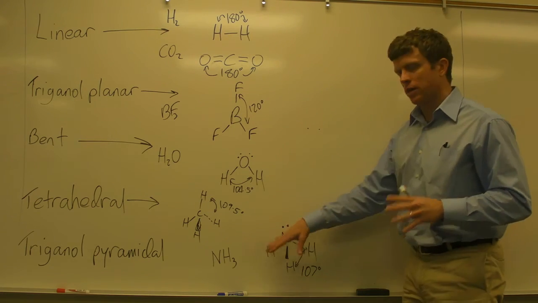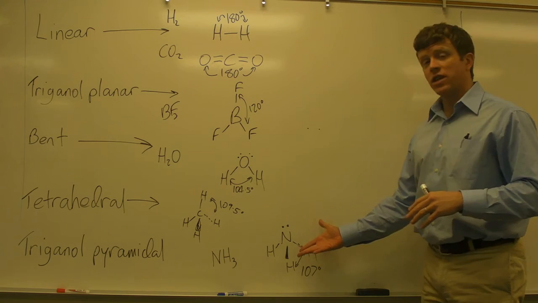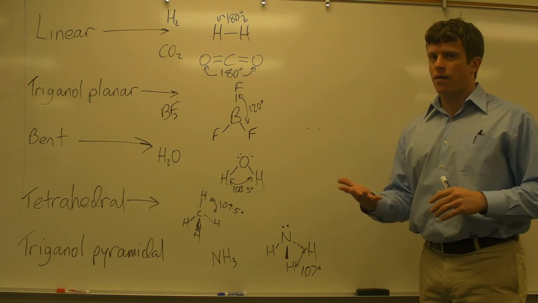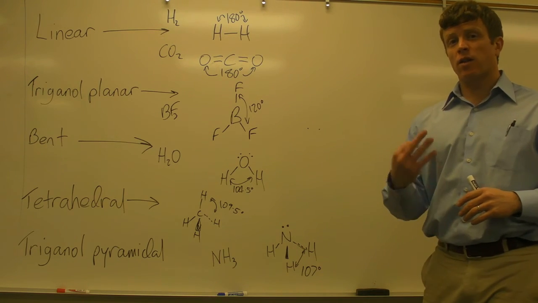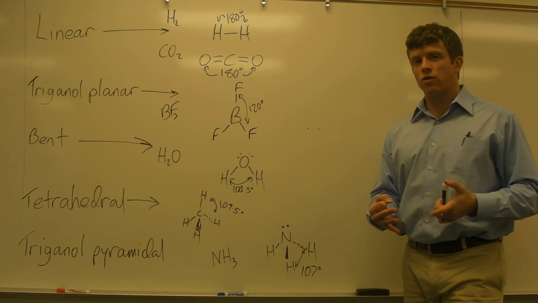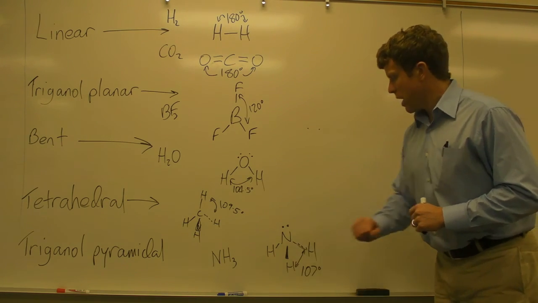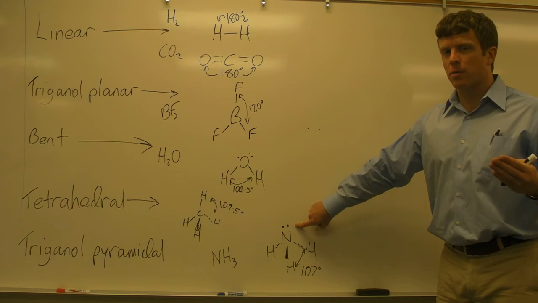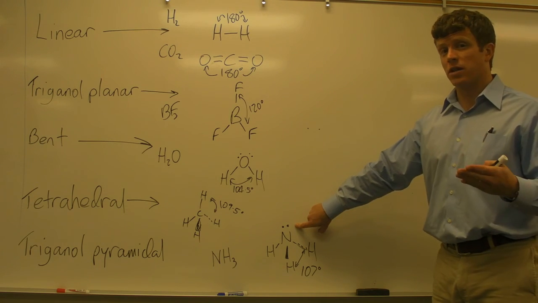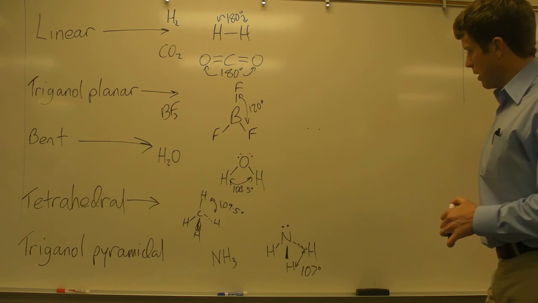So ammonia, just a quick recap. Nitrogen is in group 5, so it has 5 electrons in its valence shell. It needs to make 3 bonds, or gain 3 more electrons to complete its valence shell. So it makes 3 bonds. But it just so happens that one of those pairs of electrons isn't bonded to anything, so it's a lone pair. So it would make this shape.